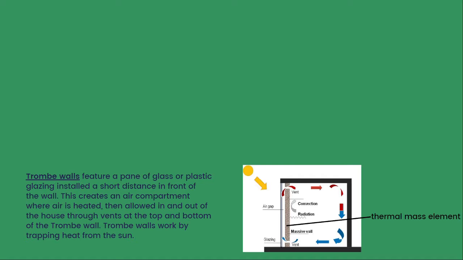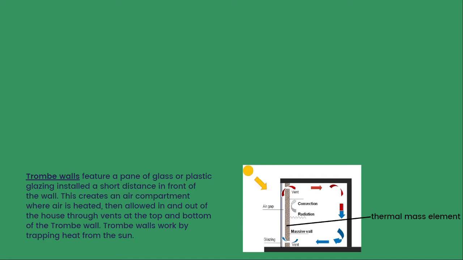And so I'm just going to read the blurb. It says, Trombe walls feature a pane of glass or plastic glazing installed a short distance in front of the wall. This creates an air compartment where air is heated, then allowed in and out of the house through vents at the top and bottom of the Trombe wall. Trombe walls work by trapping heat from the sun.